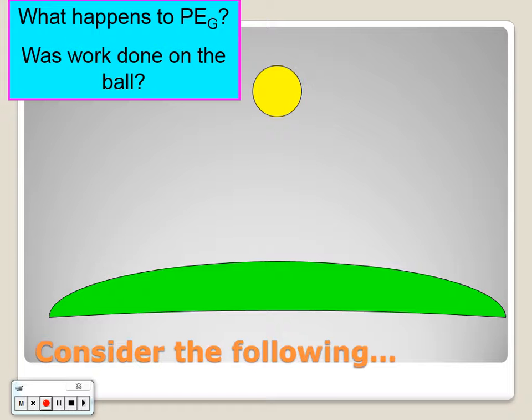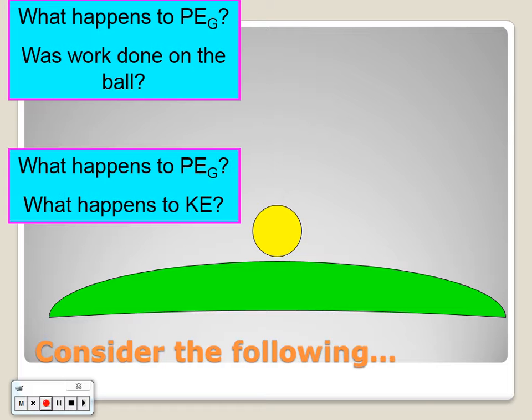And I think we know what happens next. If I let it go, what's going to happen from an energy standpoint? Gravitational potential energy decreases, but then kinetic energy increases. So as we move downward, gravitational potential energy decreases and kinetic energy increases. Are we okay with that? No problem.